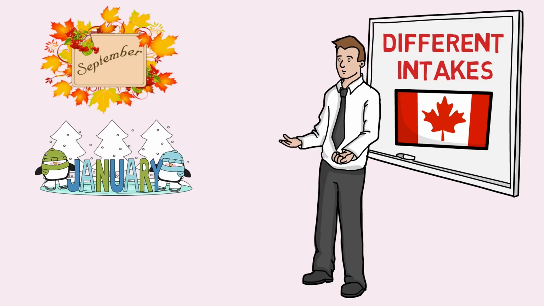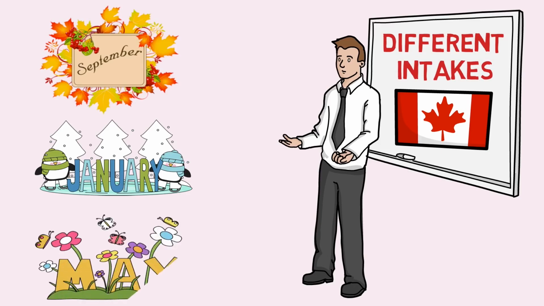Now the last one is the spring intake or the summer intake. This is also known as the May intake. This is the least preferred intake of all the intakes that are available here in Canada. Not many colleges offer a course during this spring session, and the ones that offer are very few. So you now know that the main intake is the September intake, but there are other intakes as well.